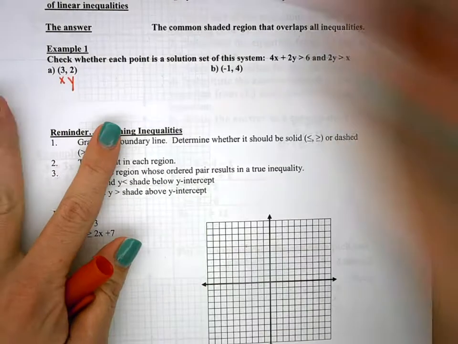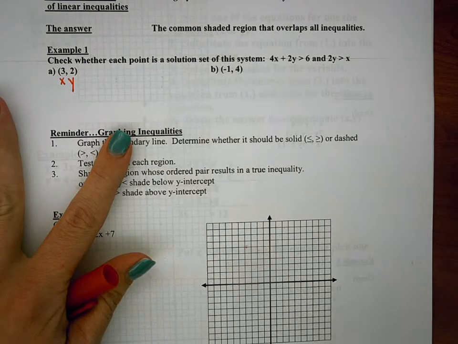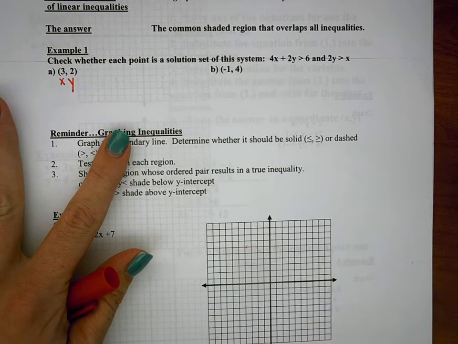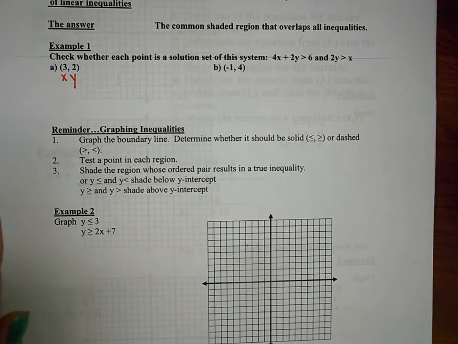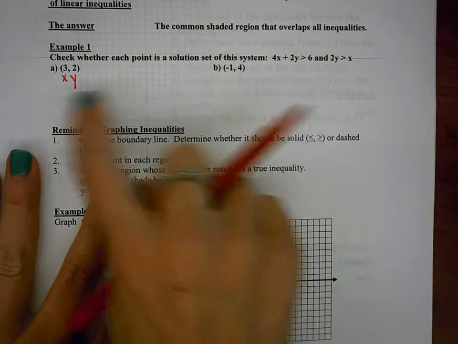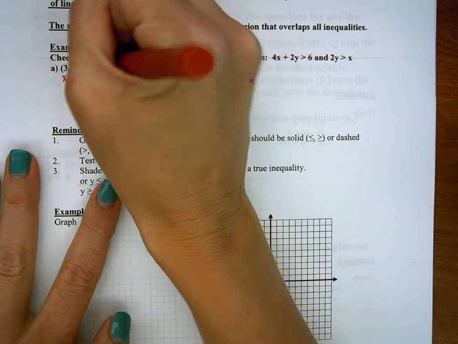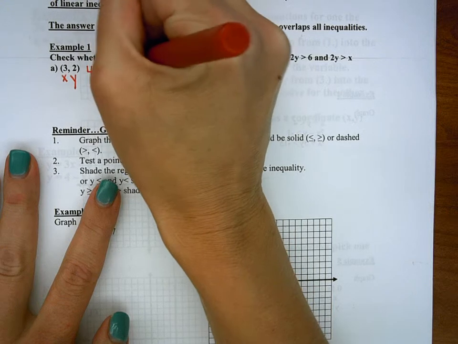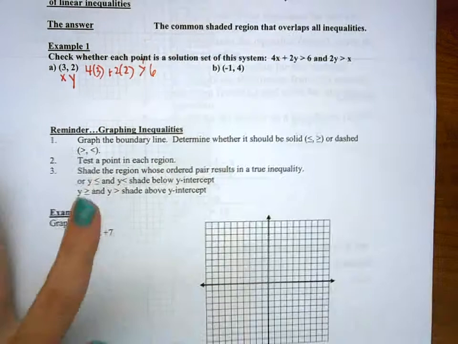We are going to check to see if (3, 2) is an answer. What is the other way, though, I could have found the answer besides plugging in? Graph it and check if the point is on the overlapping part. Good job. Okay, so we plug in our x and y value. So I have 4 times 3 plus 2 times 2, and I am checking to see if it is greater than 6.